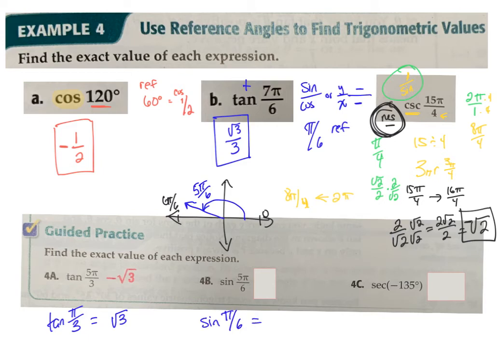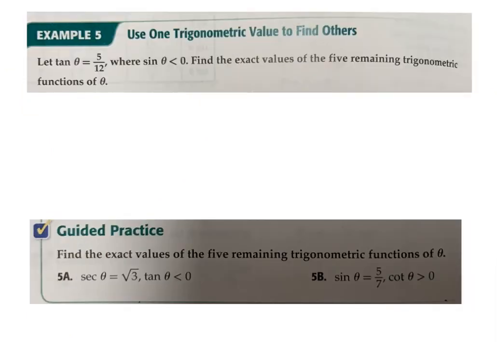What is the sine of pi over 6? It's 1/2. Is my sine positive or negative in this quadrant? My sine is my y value. Is it positive or negative? Positive. So this is going to be positive 1/2. All right, so this next one looks just like what we did on right angle trigonometry.